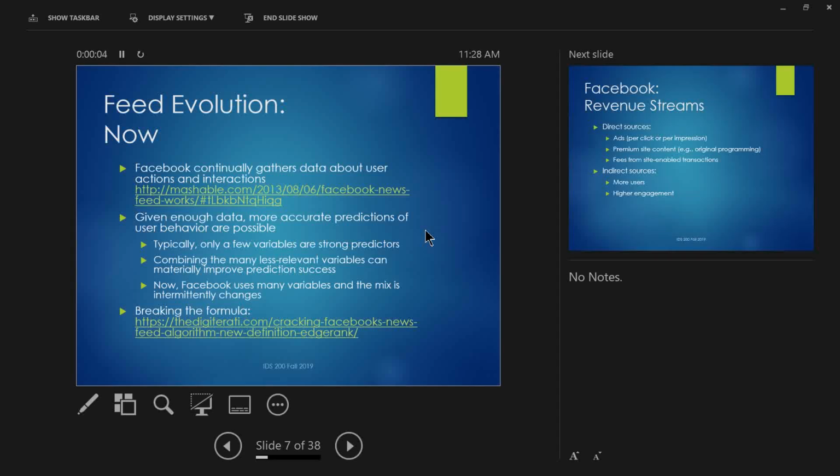Facebook is always gathering data about user actions and interactions. Everything you're doing on Facebook, there's a pretty good chance Facebook is following that, like what photos you like. And given enough data, Facebook can make pretty good predictions about user behavior. For example, if they can identify the general topic and tone of a post. We're in a politically charged era right now, and Trump is a topic of contention. There are a lot of people who dislike him a lot, a fair number who like him a lot, and there aren't that many people who are fairly indifferent.